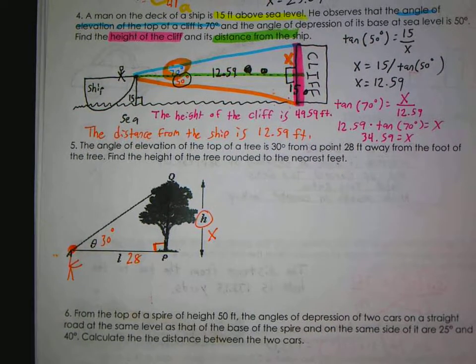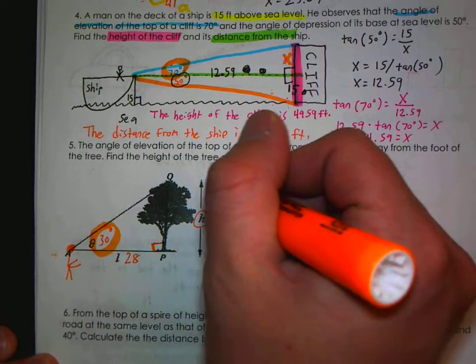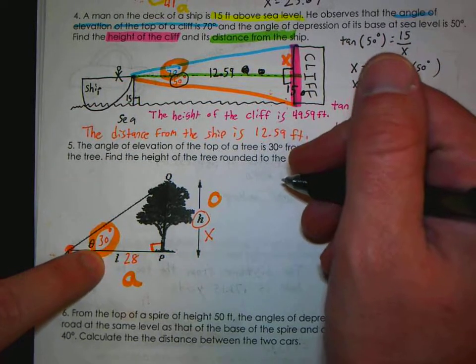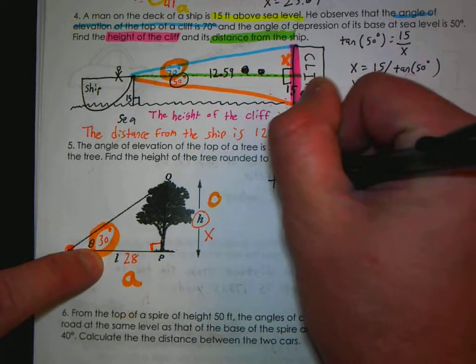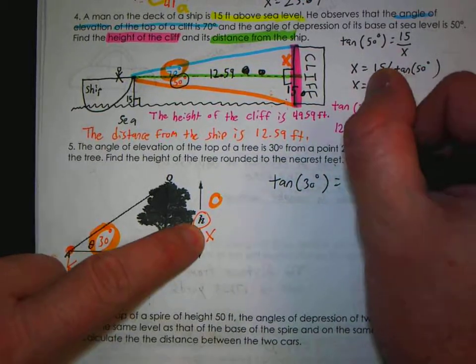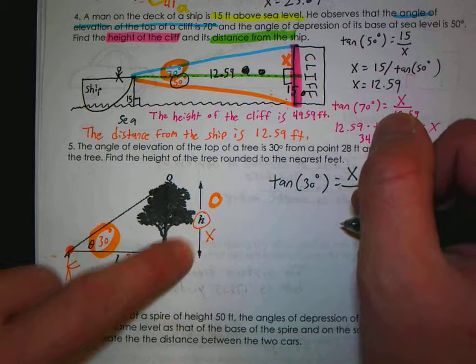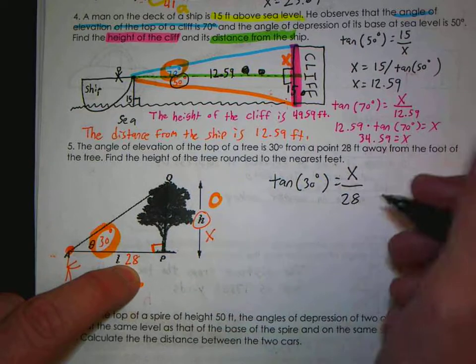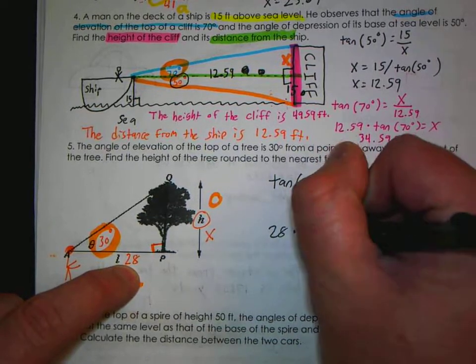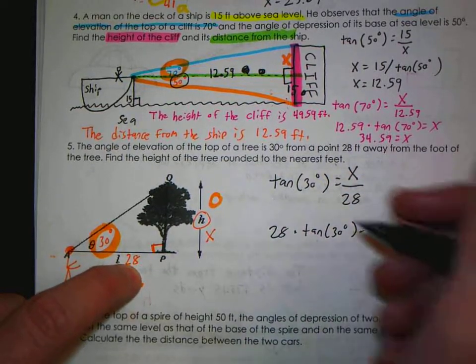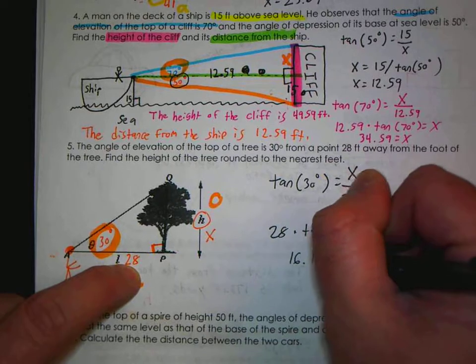Trees usually grow up and down. This is my opposite, the tree. This is my adjacent. So using O and A as the tangent function, I would say the tan of 30 degrees is O over A, and then solve for x. And you get approximately 16.16.